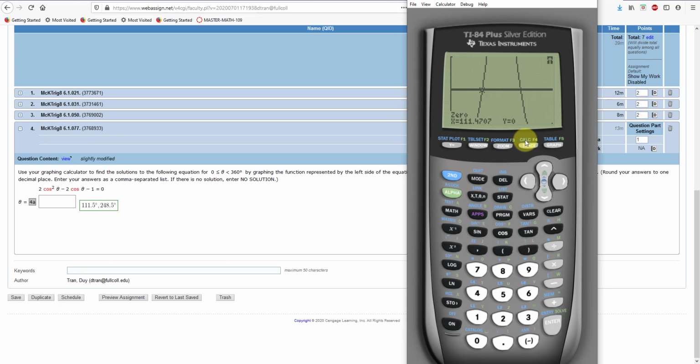And you do the same thing again, calculate, and then 0 again, and you move the cursor to the left of this point. Oops, this is too much. So this is to the left side of this 0, hit enter, and then now you move to the right of this 0 and hit enter, and then hit enter again to guess the value between these two, and that is going to be 248.5 degrees. And that's how you find the 0, solve the trig equation by the graphing calculator.